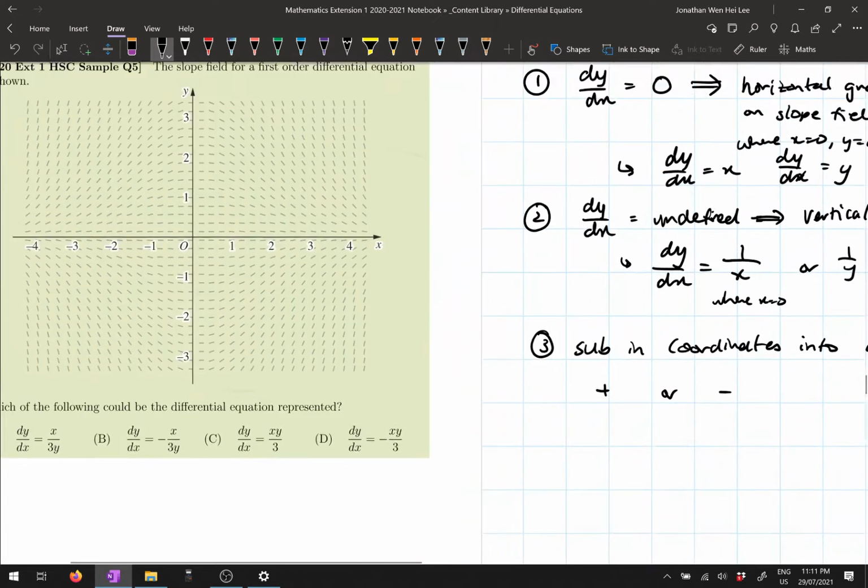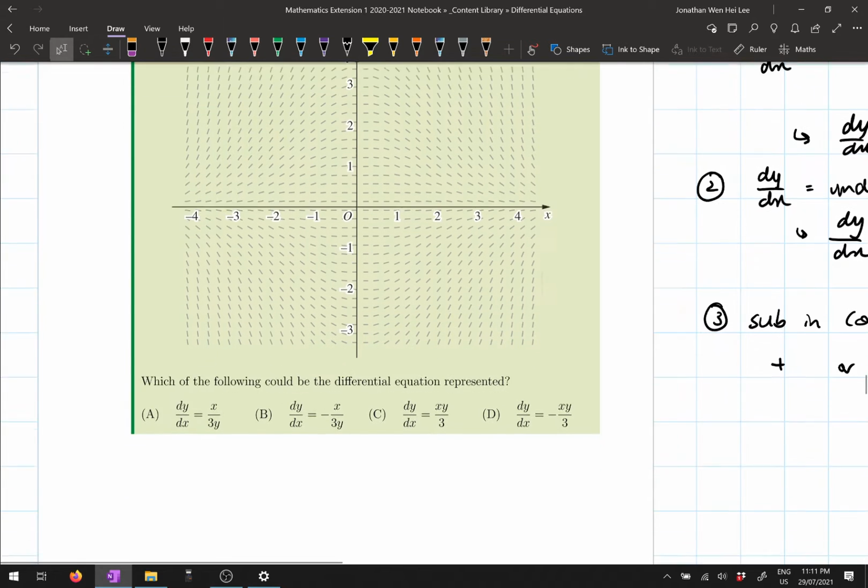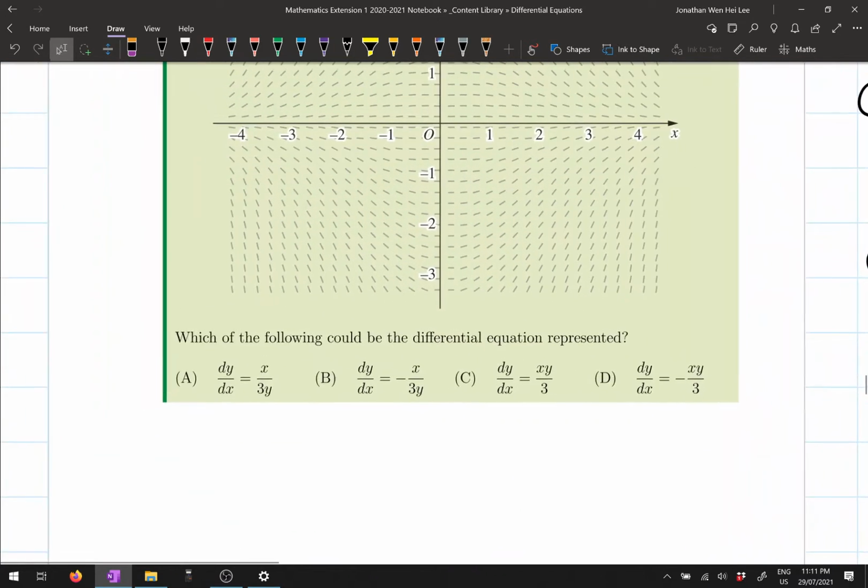Okay, so let's have a look at this particular one. This is from the 2020 Extension 1 HSC sample paper, and it's a multiple choice question. The slope field for the first order differential equation is shown. Here we've got the slope field. Which of the following could be the differential equation represented? Here we get a few options.